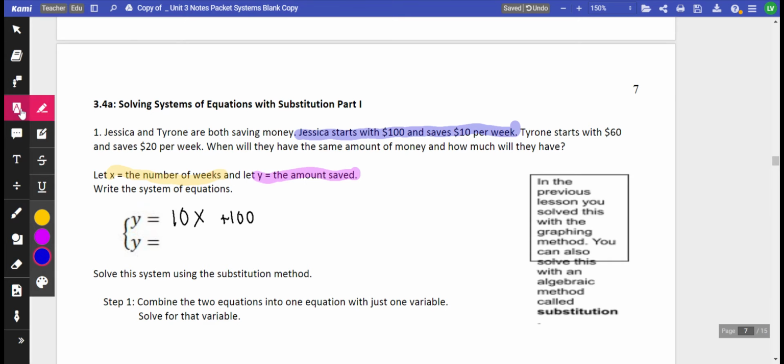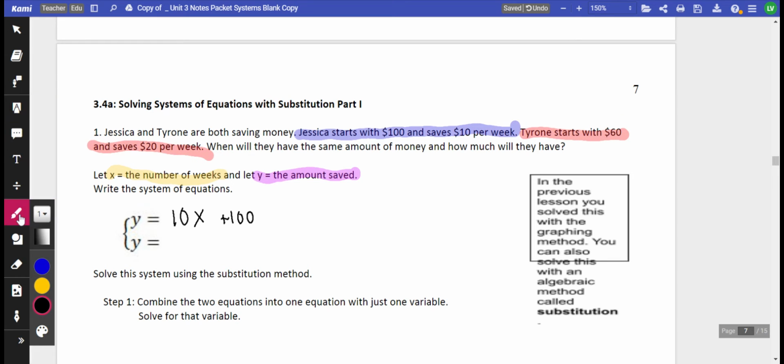Then we have Tyrone. Tyrone starts with $60 and saves $20 per week. So $60 is the starting amount, so that's going to be our y-intercept, or b value, and it's $20 per week, so that is 20x. So those are our two equations that we're going to be working with. Jessica's is the top, Tyrone's is the bottom. If it helps, you can always put in that extra information. By Jessica, y equals 10x plus 100. And then for Tyrone, y equals 20x plus 60.